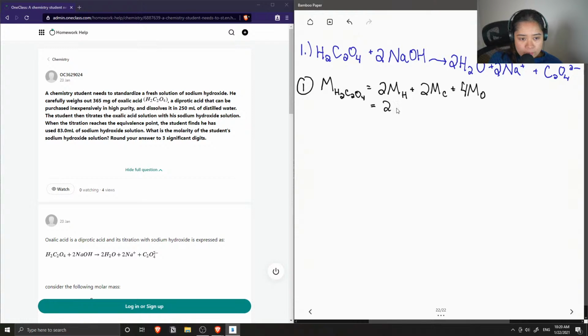So the molar mass of hydrogen is 1.01 grams per mole. And for carbon, it's 12.01 grams per mole. And lastly, oxygen is 15.99 grams per mole. Okay, so if we add all these values up, we get a molar mass of oxalic acid, which is 90.03 grams per mole.